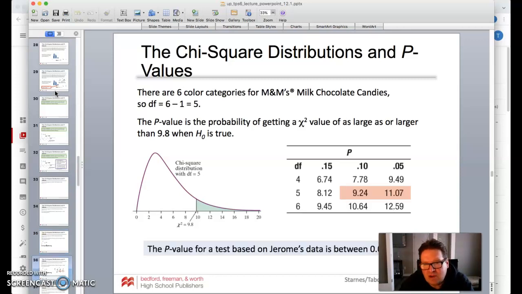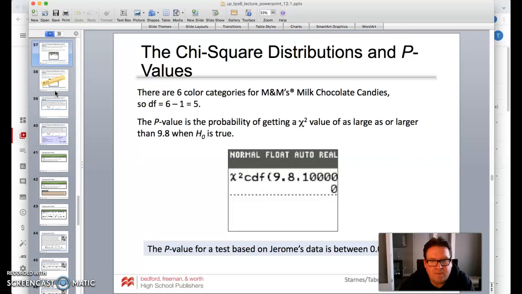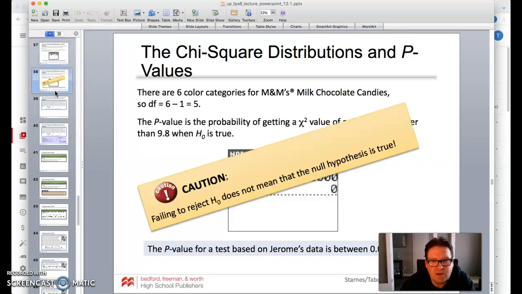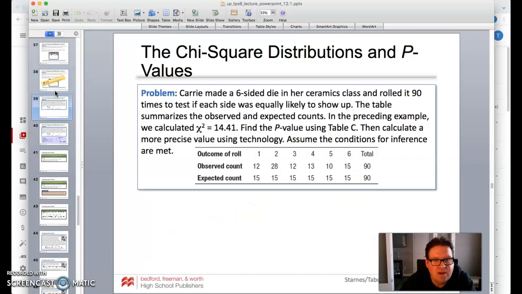Now, looking at a chart, if we look at the back of our packet that we had, we'd have to say that 9.8 falls between 0.05 and 0.10. So again, the chart isn't always the most accurate thing in the world. We can definitely put that into our calculator and figure that out as well. There we go. Okay, so that's kind of what we'll do. We'll show you that process too. And again, remember, failing to reject the null does not mean the null hypothesis is true.